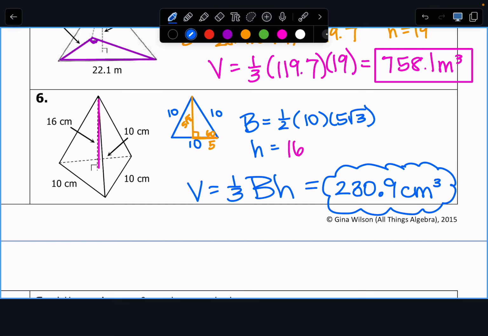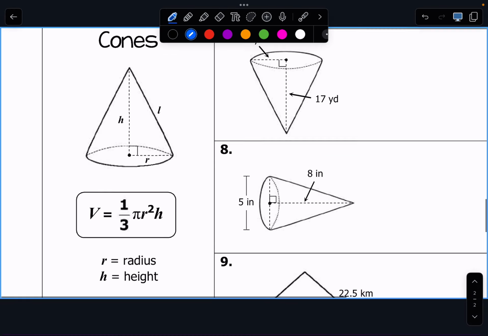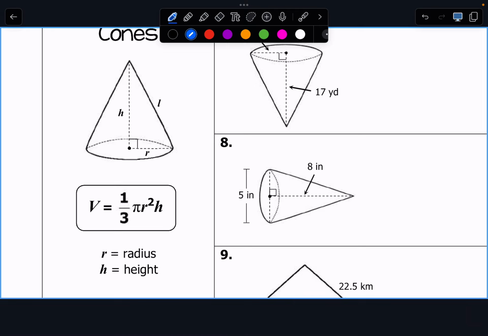The last thing we're gonna do, go to the next page, we're gonna talk about the volume of a cone. Oh, we already did the surface area of a cone. Now we're doing volume. Remember that the volume of a cylinder is pi r squared h. The volume of a cone is 1/3 pi r squared h. If we're talking about volume, pyramids and cones are just 1/3 of what we would do with prisms.